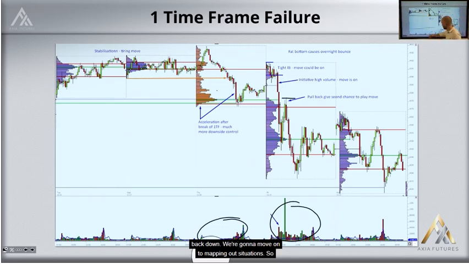We're going to move on to mapping out situations. So rather than looking at specific patterns that map out, we're going to look at bringing the information of multiple days together so that you can then build this idea of how the market can trade over the coming days. Pick out different trades that are going to be available to you after certain sort of foreseeable patterns emerging. We'll wrap it up there, we'll move on to mapping.